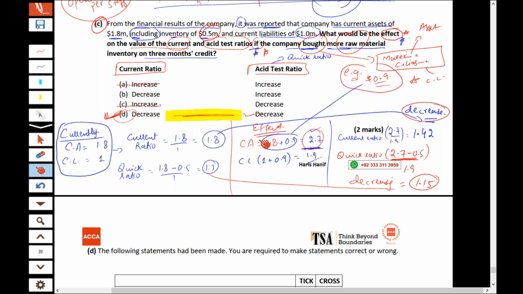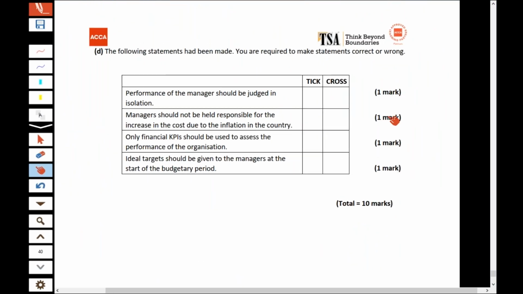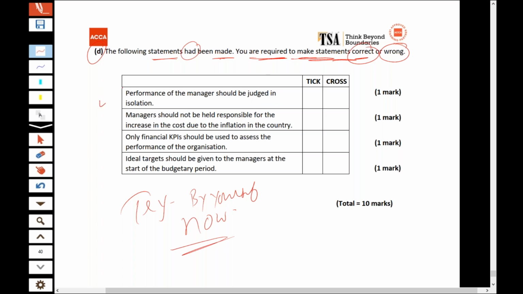Now moving to the next part, part D. These are the four theoretical aspects. The following statements had been made. You are required to mark the statements as correct or wrong. Just try by yourself now. Hurry up. These are four statements. You need to read and tick or cross as per your current level of knowledge. Then I will explain each and every statement. Hurry up, students.